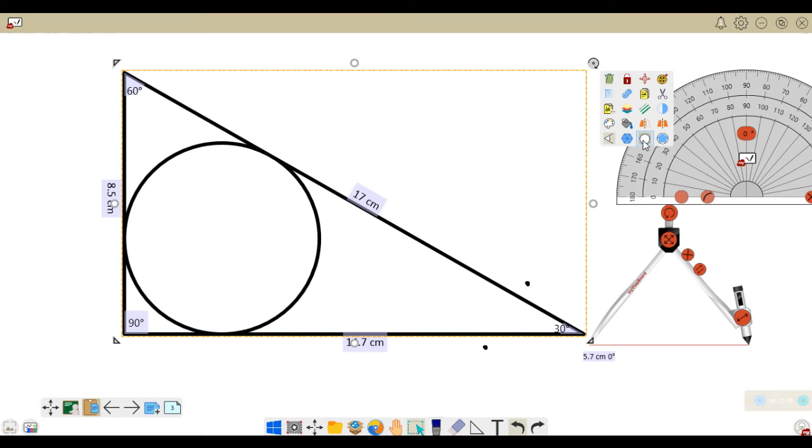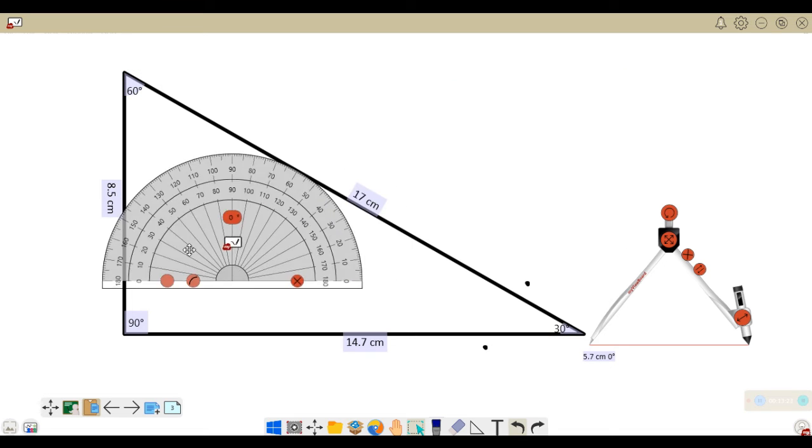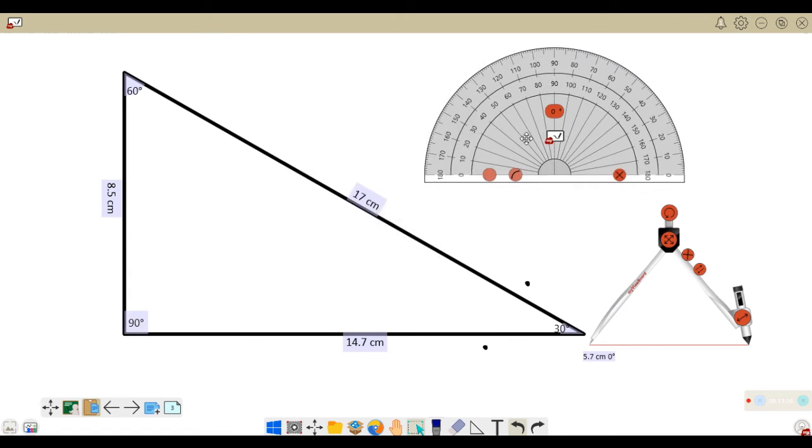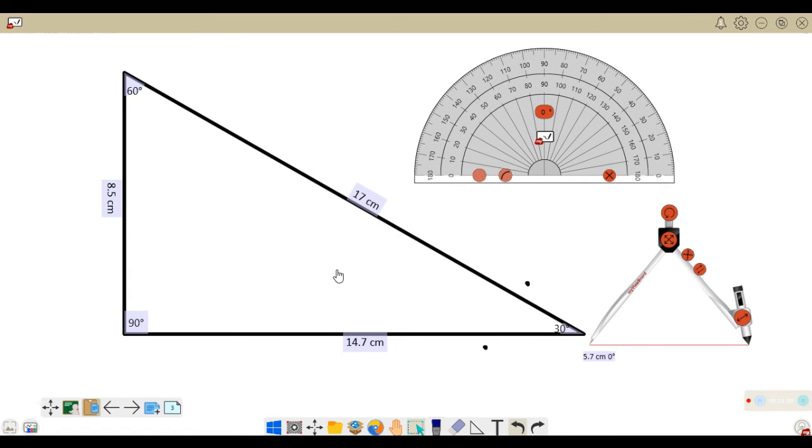Now, we are going to construct this circle from scratch. Suppose you don't have software that can instantly generate the incircle, or inscribed circle. How would you make it? Using your traditional tools. Of course, we are going to make use of the protractor. Here is our good old protractor.